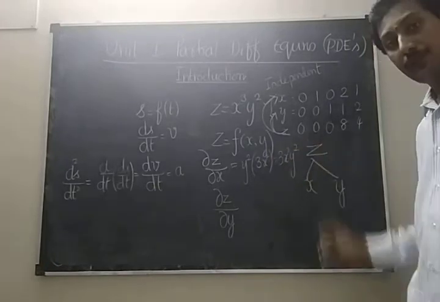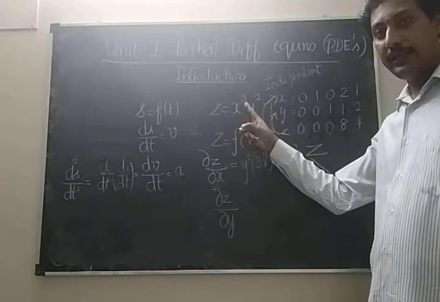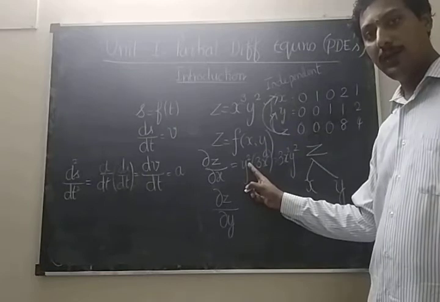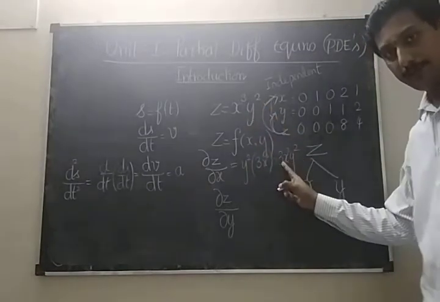Is that right? Let me repeat this: z with respect to x only, here it is x cube. What about y squared? Y squared is constant, so we keep y squared as it is there. And differentiating x cube with respect to x, we get 3x squared.